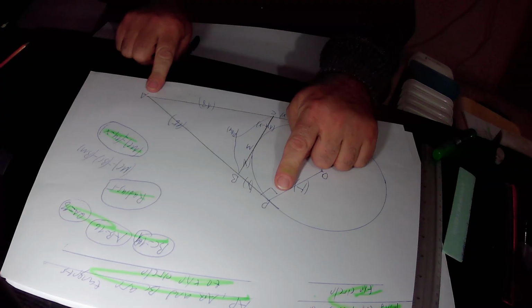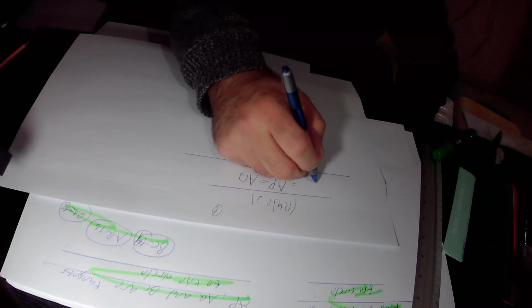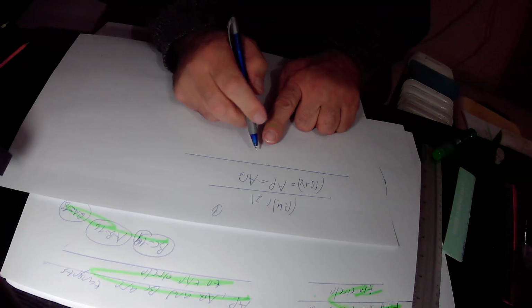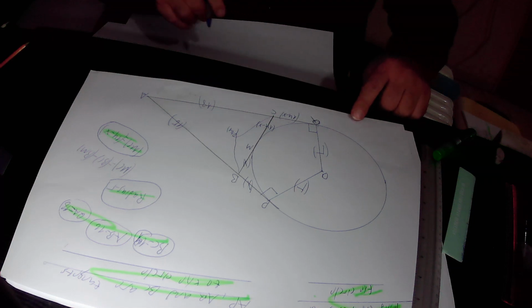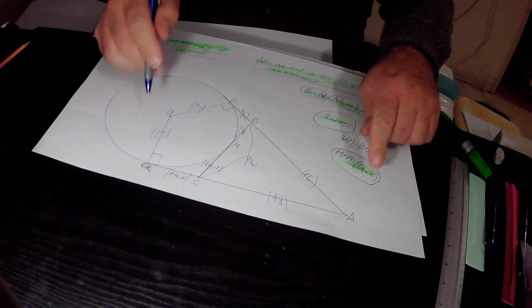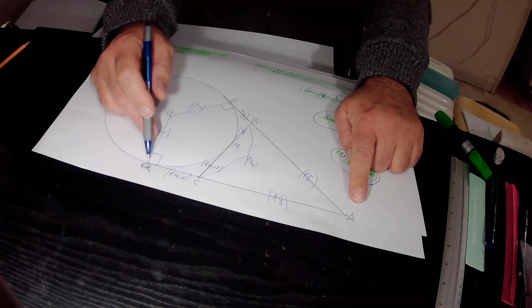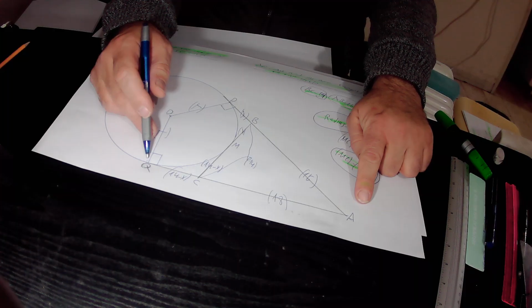AP in total equals AB, that is 16, plus BP, that is x. So in total, AP equals 16 plus x. And this equals AQ. AQ in total equals QC, that is 14 minus x, plus CA, that is 18. So in total AQ equals 14 minus x plus 18.